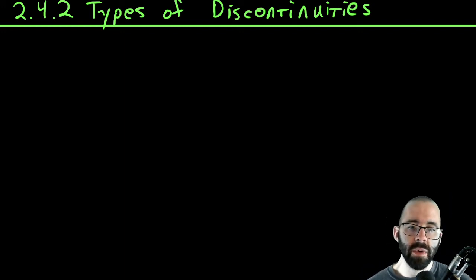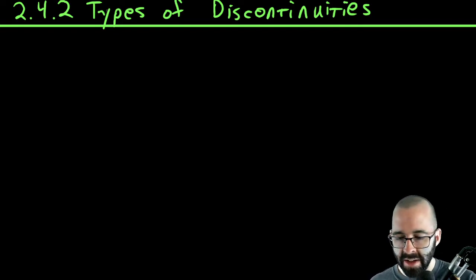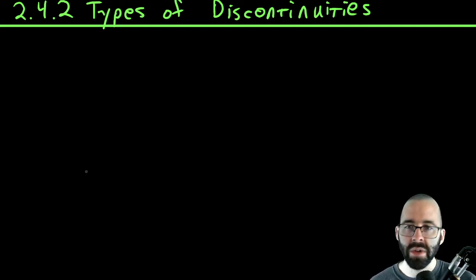All right, so in this video, we're going to talk about a couple different types of discontinuities. Not all of them. We're only talking about 3, but there's a bunch of different ways that something can be not continuous. So we're only going to look at 3.